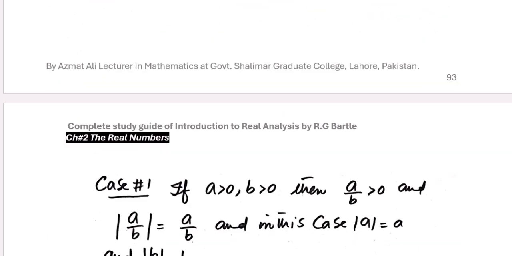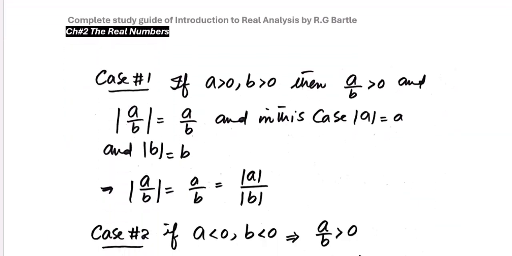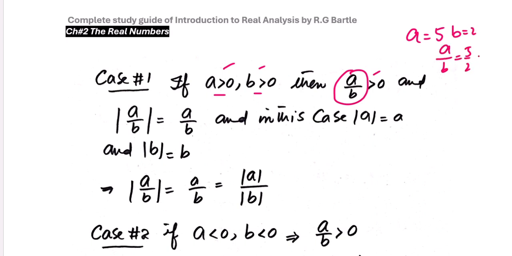So case number 1. If both are greater than 0, meaning both are positive, then clearly their fraction a over b is greater than 0. For example, if my a is 5 and b is 2, then what is a over b? A over b is 5 over 2, which is clearly greater than 0. So a over b is greater than 0.